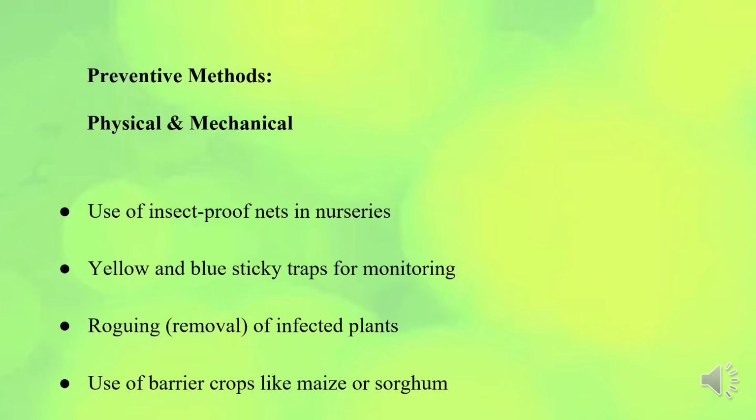Physical and mechanical methods: use of insect-proof nets in nurseries, yellow and blue sticky traps for monitoring, removal of infected plants, and use of barrier crops like maize or sorghum.